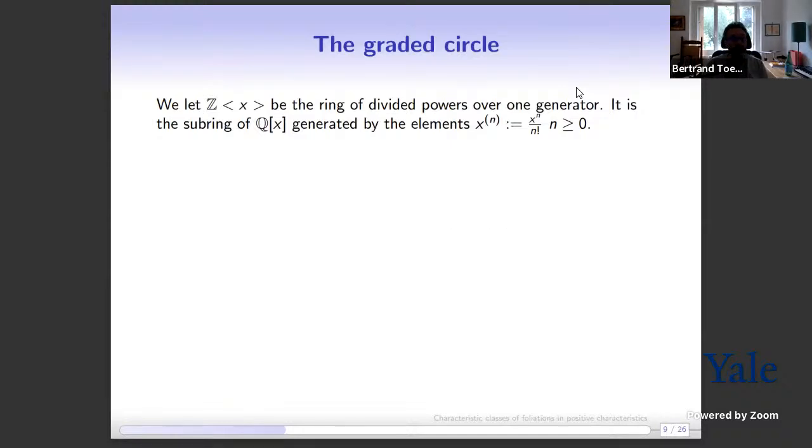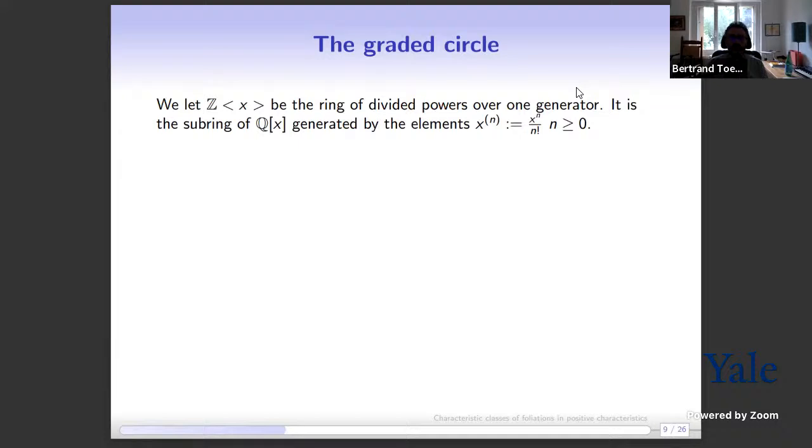It's called the graded circle because we realized that it's the associated graded of a filtration on the usual circle, but it's not the topological circle. There is a big difference between this graded circle and the topological circle. It can be defined purely algebraically in the following way.